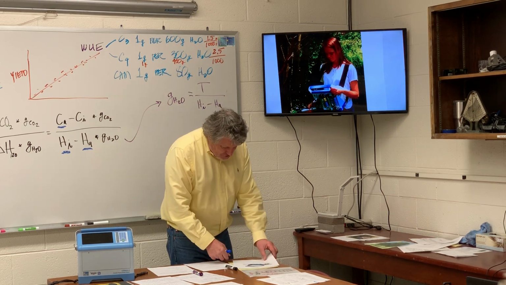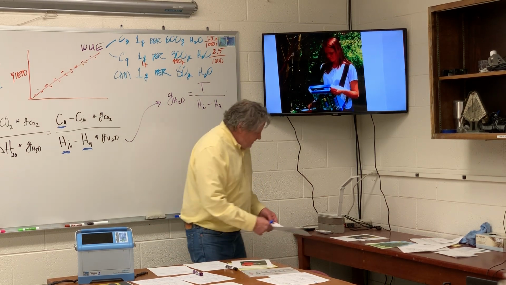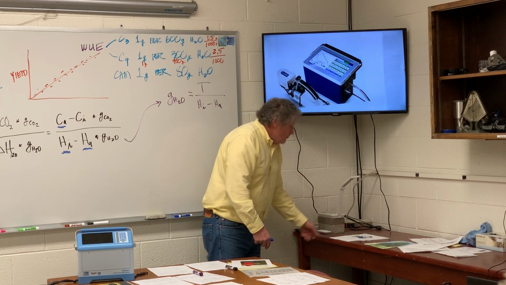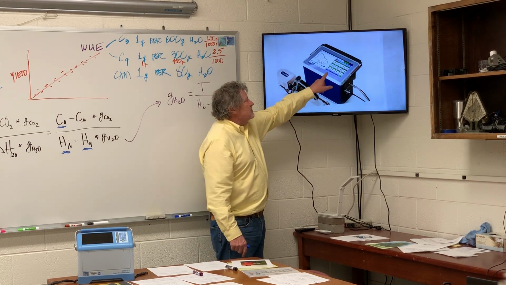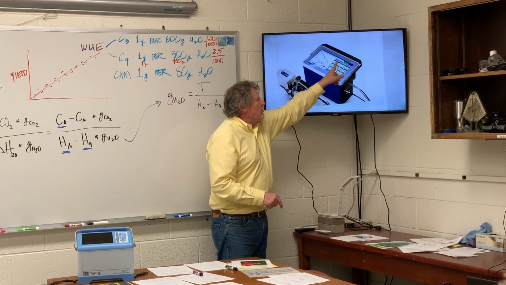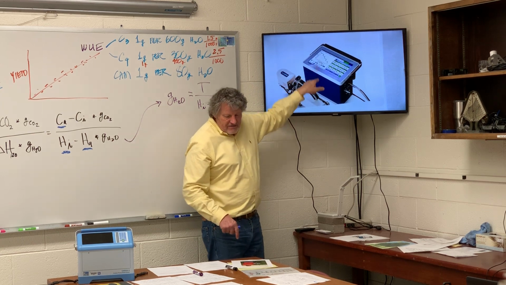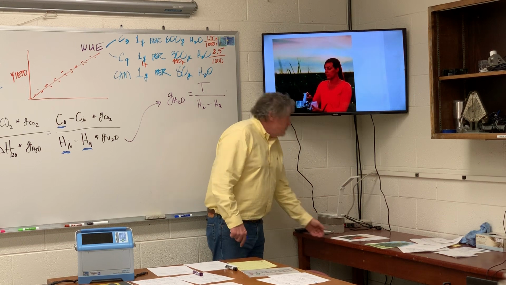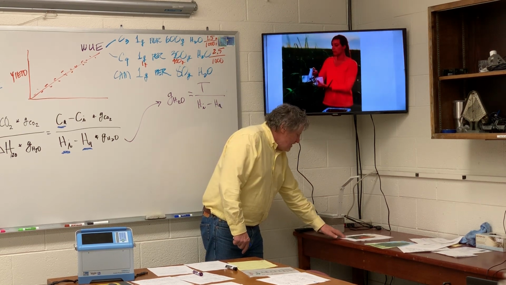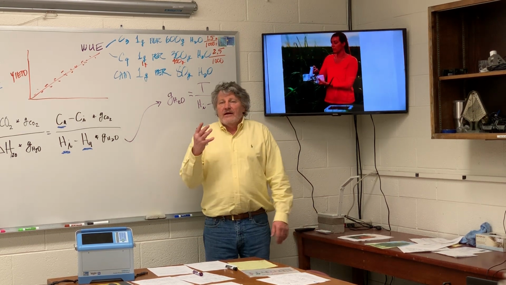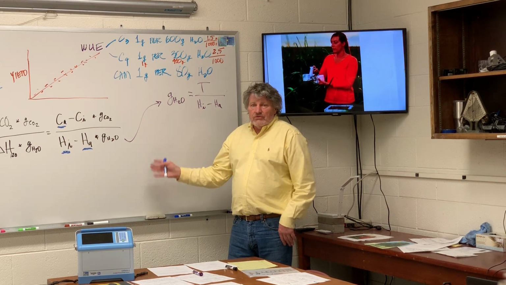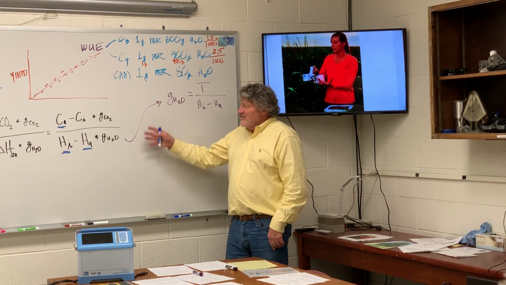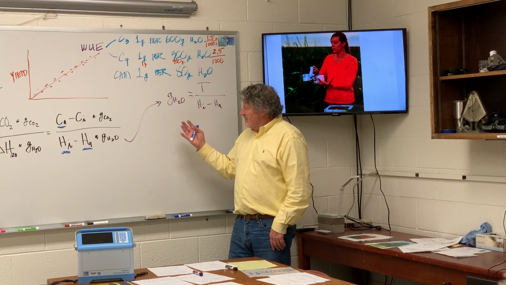I got some other pictures of that. Here's a picture of the readout, and now the modern ones not only get all these buttons, but they give you a graph. Here's another student measuring in the field. These are all to calculate water use efficiency of a leaf, and they do photosynthesis and everything else as well.